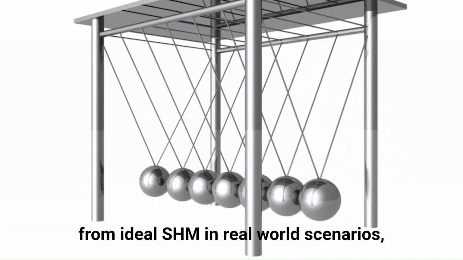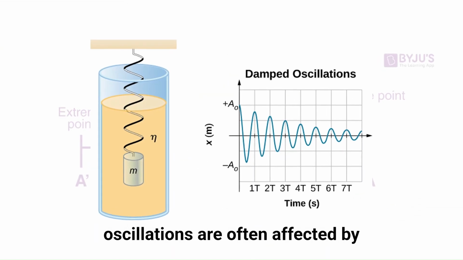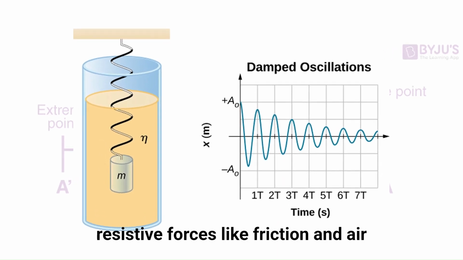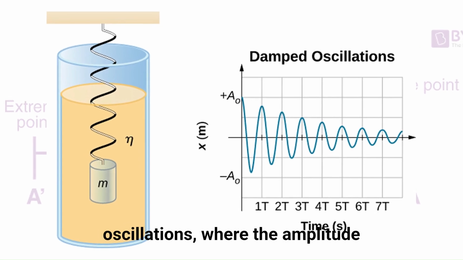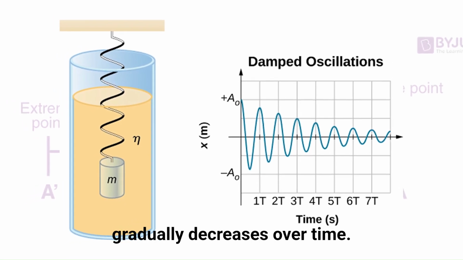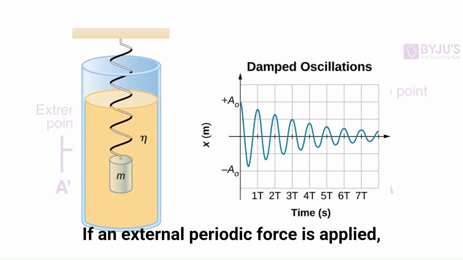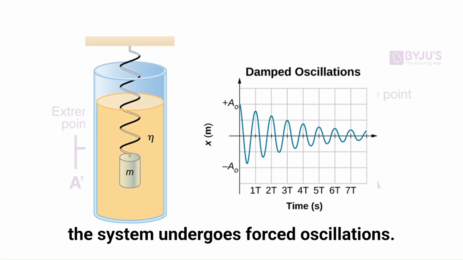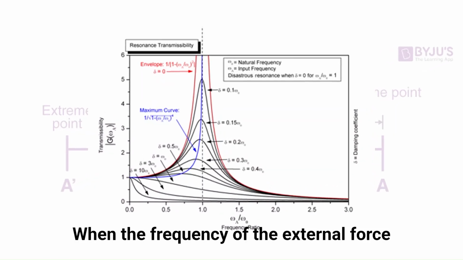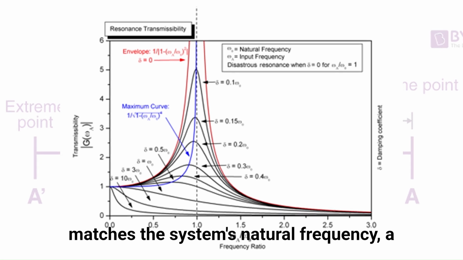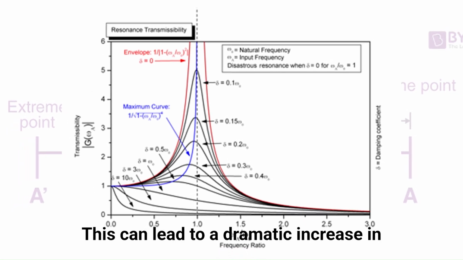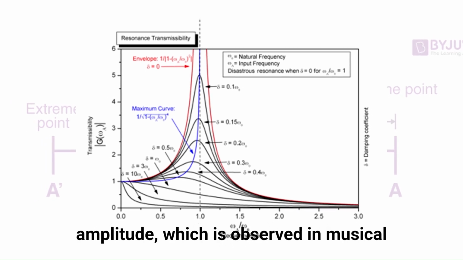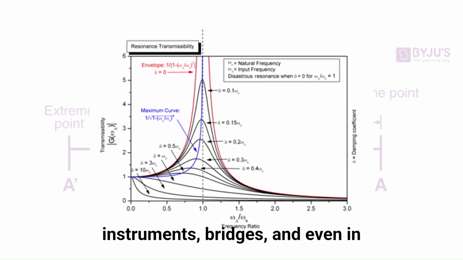Apart from ideal SHM, in real-world scenarios, oscillations are often affected by resistive forces like friction and air resistance. This leads to damped oscillations, where the amplitude gradually decreases over time. If an external periodic force is applied, the system undergoes forced oscillations. When the frequency of the external force matches the system's natural frequency, a phenomenon called resonance occurs. This can lead to a dramatic increase in amplitude, which is observed in musical instruments, bridges, and even in electrical circuits.